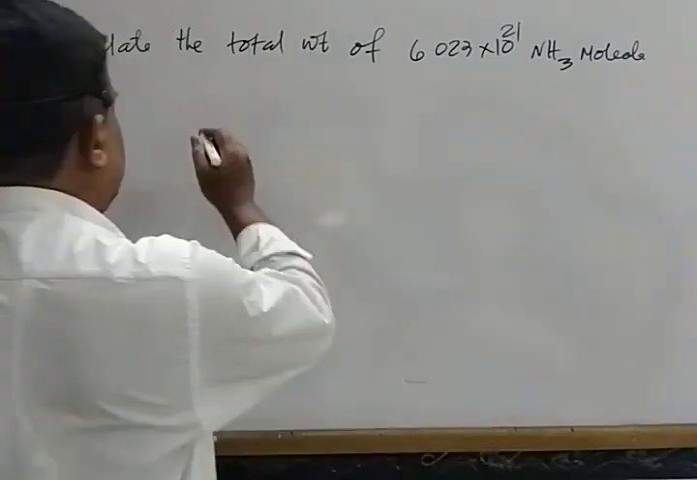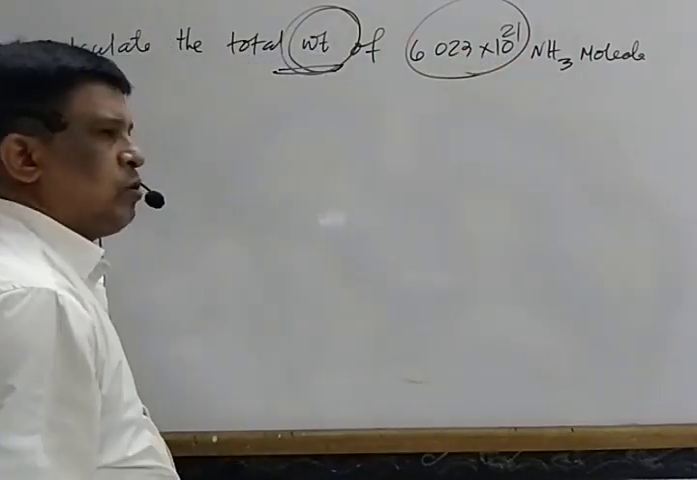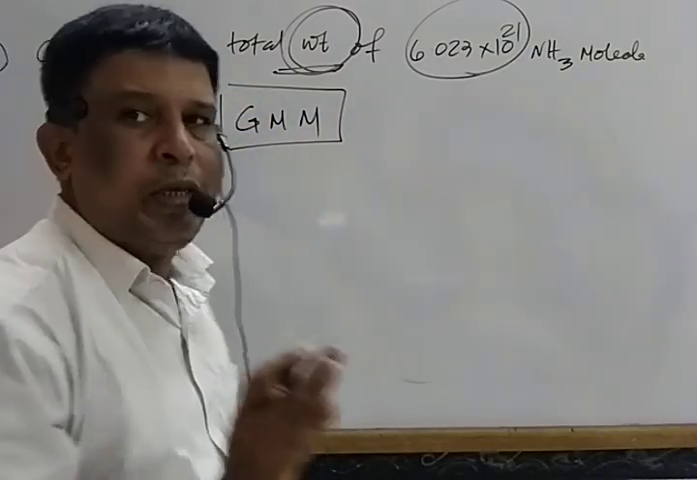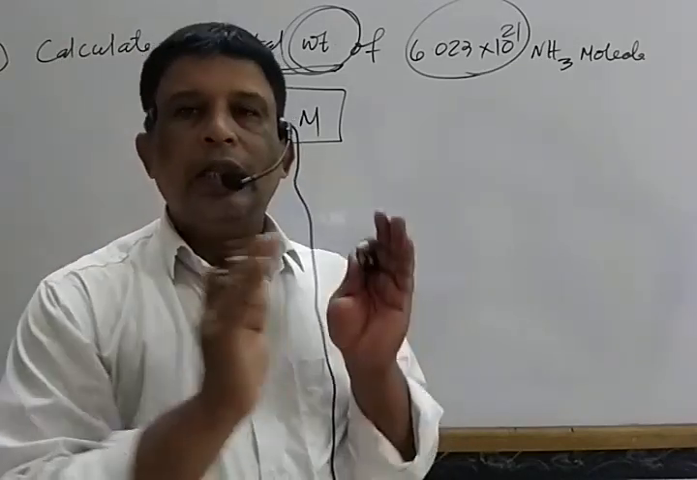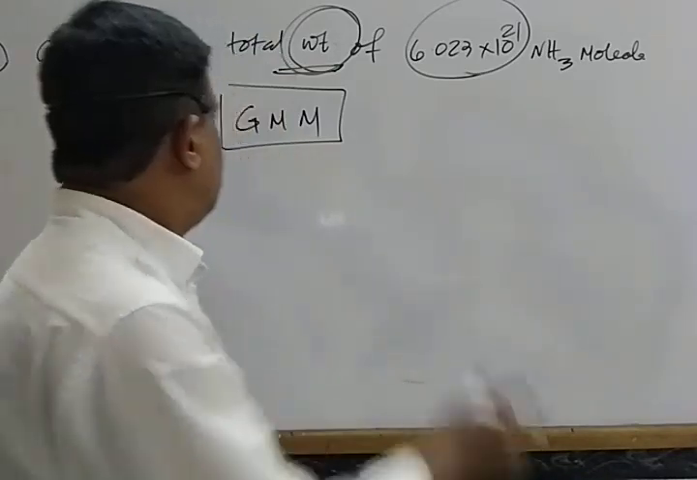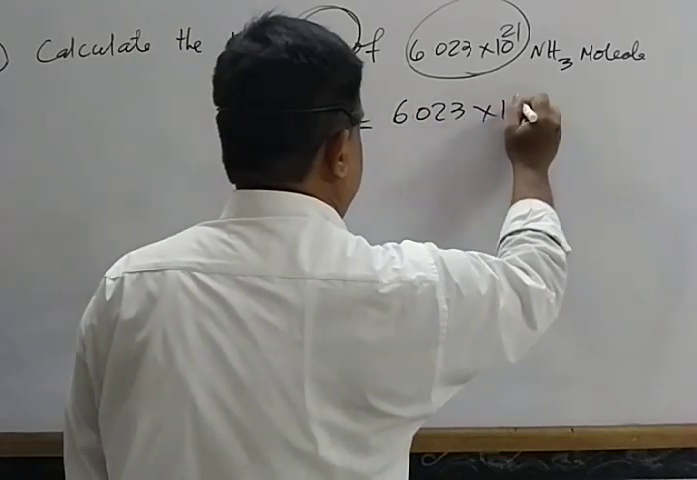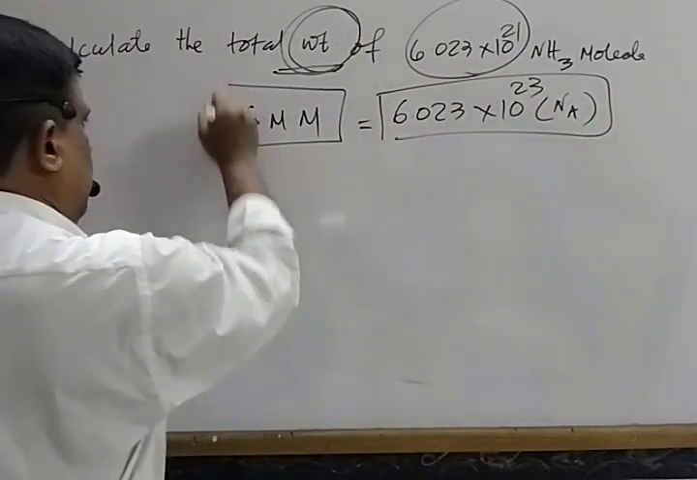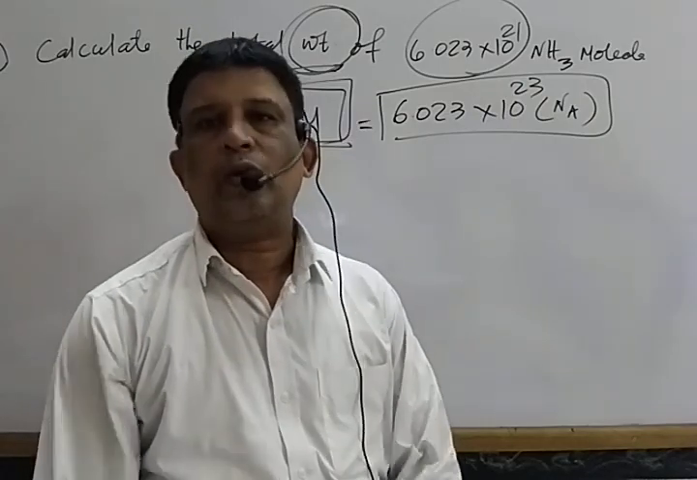Mark that. So calculate the total mass and this number. So that is GMM, gram molecular mass. First we discuss a molecule, then we transfer to atom. Whatever may be the question, if it relates to mass, then focus on molecular mass, then transfer to atomic mass, ionic mass. The number means 6.023 into 10 to the power 23, that is the Avogadro number. Read the question, find the relationship.